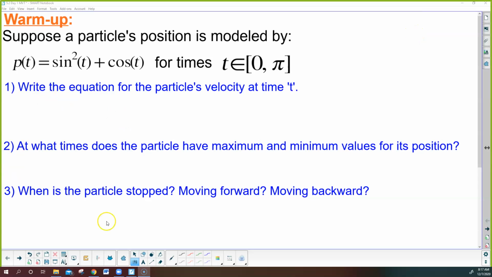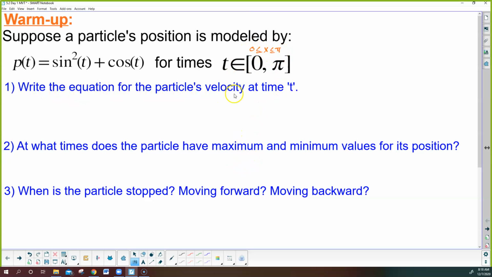This will take longer because I'm going to go through and fully explain it. But here's what we got. A particle's position is modeled by P of t, which is sine squared of t plus cosine of t. And this notation is the exact same thing as saying that t is between 0 and pi. They're hard brackets, so 0 and pi are included.